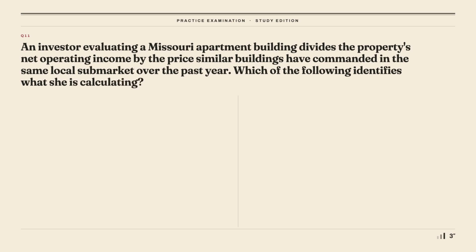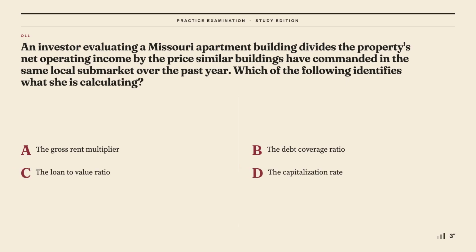Your options are A. The gross rent multiplier, B. The debt coverage ratio, C. The loan-to-value ratio, D. The capitalization rate. Before I reveal it, which one do you think is right?